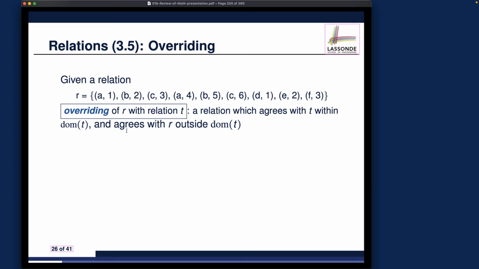Intuitively, informally, whenever we talk about overriding of a relation R, we want to say it's an overriding within another relation T. You can see there's a T over here. So we say a relation which agrees with T within the domain of T. So that's the first part. Overall it's going to be a relation as an output for the relational overriding. So the relation is going to consist of T itself, if that's within the domain of T, and then agrees with R outside the domain of T. That's kind of the informal definition.